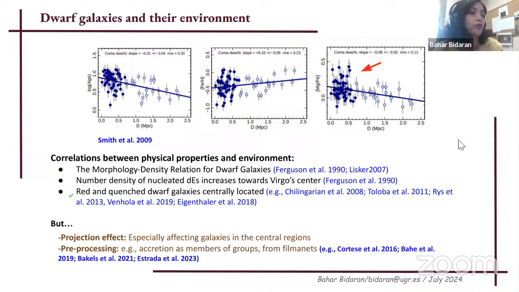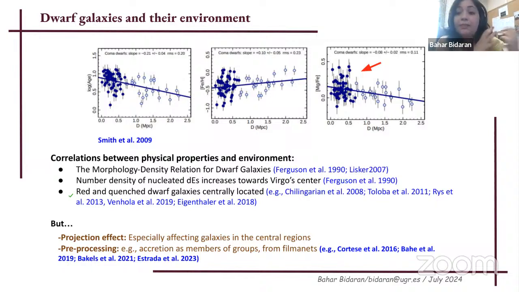So if you have a dwarf galaxy in the center, it can actually be in the center of the 3D structure of the cluster, or anywhere along the line of sight between you as an observer and the center of the cluster. So this increases the scatter that we see in the trends. And another source of scatter is the pre-processing, which I just explained to you, right?